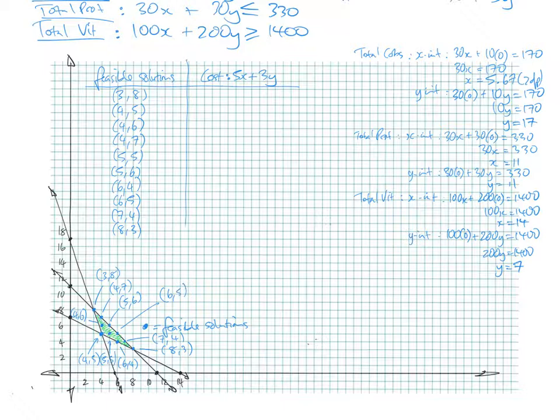Please let this be correct. How many do we have here? 1, 2, 3, 4, 5, 6, 7, 8, 9, 10. 1, 2, 3, 4, 5, 6, 7, 8, 9, 10. Alright. So now we can find the costs of those and find the minimum.